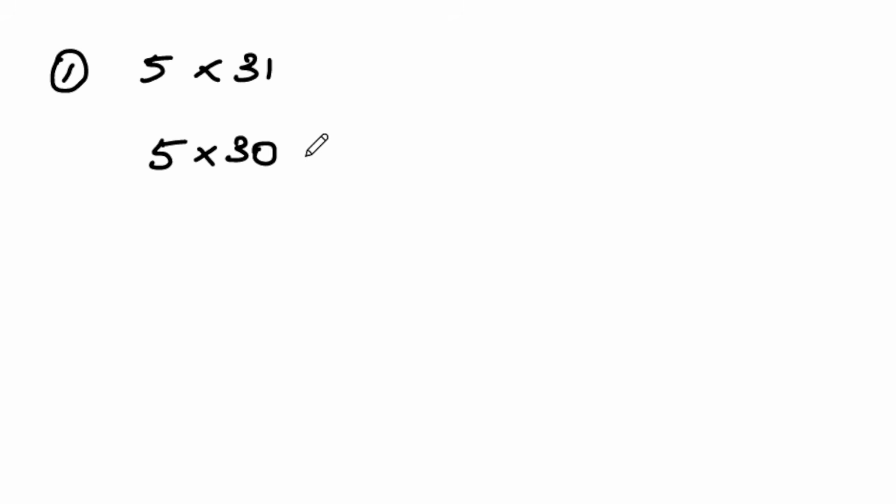Okay, I'll do a few sums for you. So first one, 5 into 31. What I can do is take the nearest ten for 31. I'll take 30, and I'm going to add 5. So 5 into 30 is 150. So 150 plus 5, which is 155. So 5 into 31 is also 155.